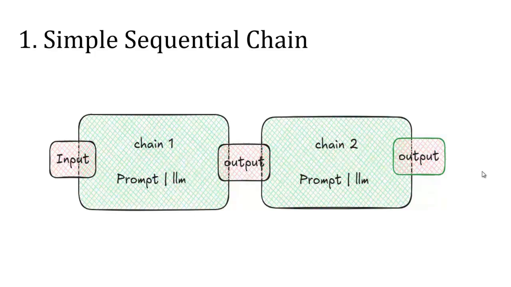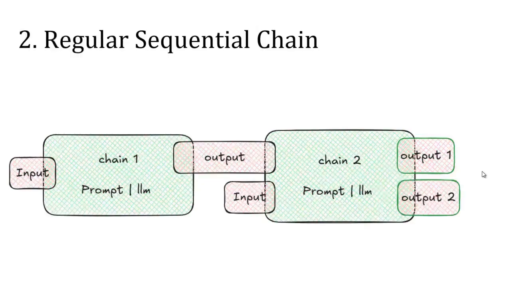Before we move towards the coding part, let's also discuss regular sequential chain, which is also called as sequential chain. This chain is a bit more flexible than the simple sequential chain. Here, the next step does not rely only on the output of the previous chain. It can also take extra inputs from outside, and it can produce more than one output if needed. This is helpful when your workflow needs multiple inputs or when different results are required at the end.